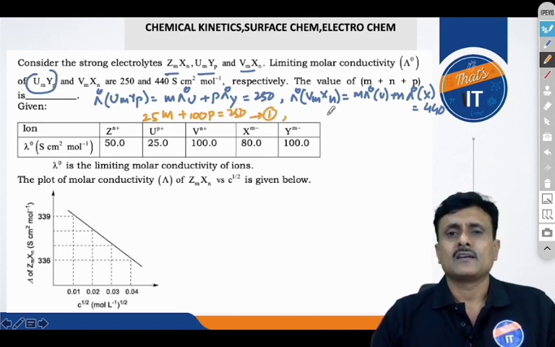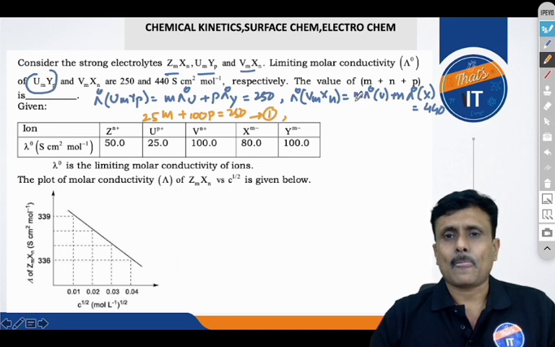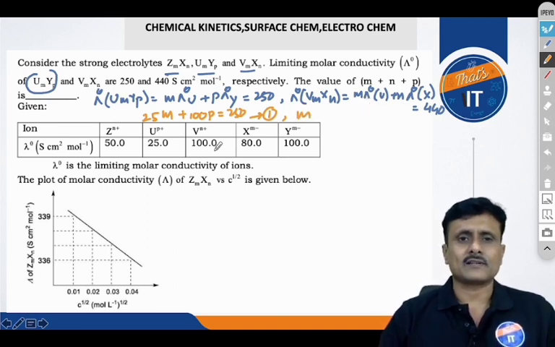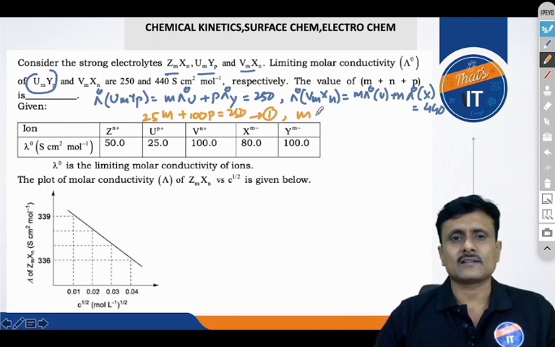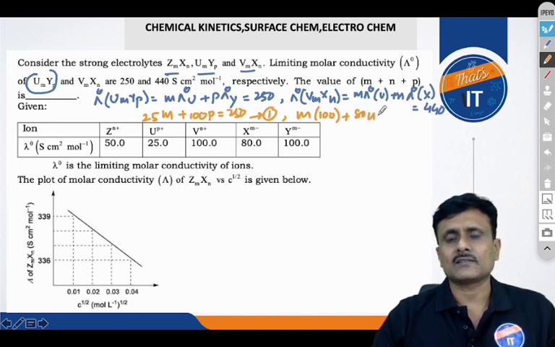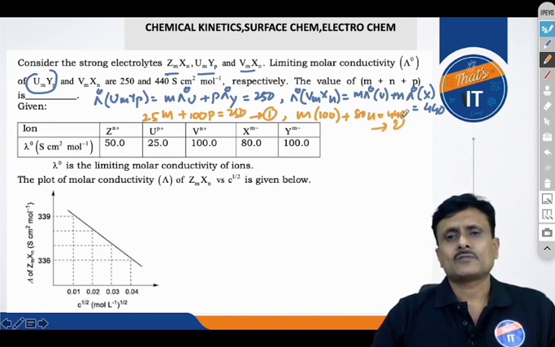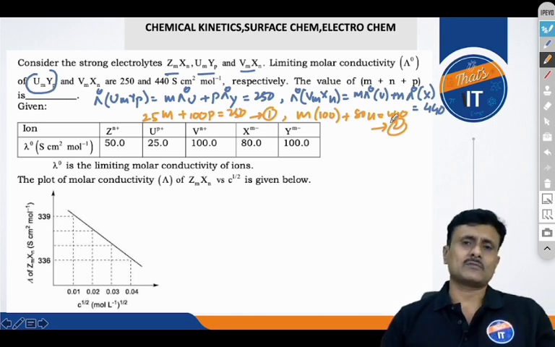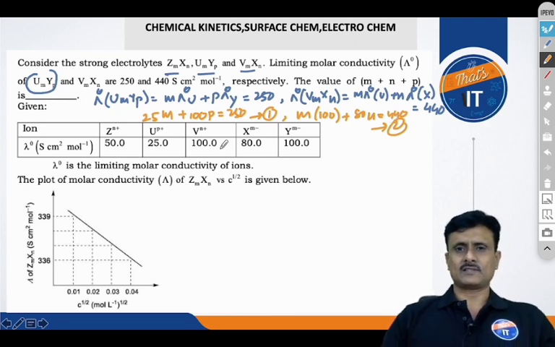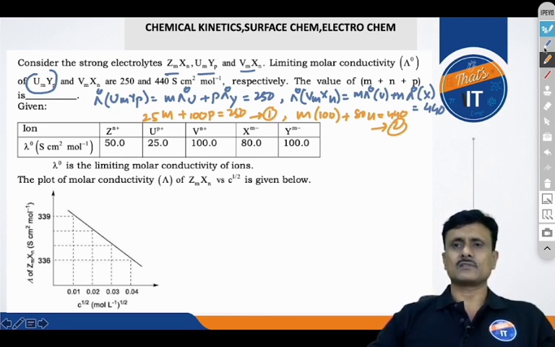Now you can see that this value is 440. m into lambda naught of what is this? Vm, isn't it, right? So lambda naught of V is 100, so it is 100 into m plus lambda naught of X, which is given as 80, 80 into n, is given as 440. So these are the two equations we have. I am going to write the equations, you are going to solve them, right? These are the two equations which are required to be used in the coming time.